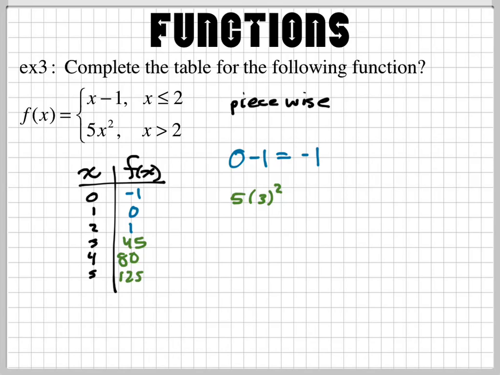Now this piecewise function has two different rules in it. Sometimes there's more, but it follows the same protocol. Whatever satisfies this condition, you plug it into that one. Whatever satisfies this condition, you plug into that one. So how would the answer look? Would it just be the function?